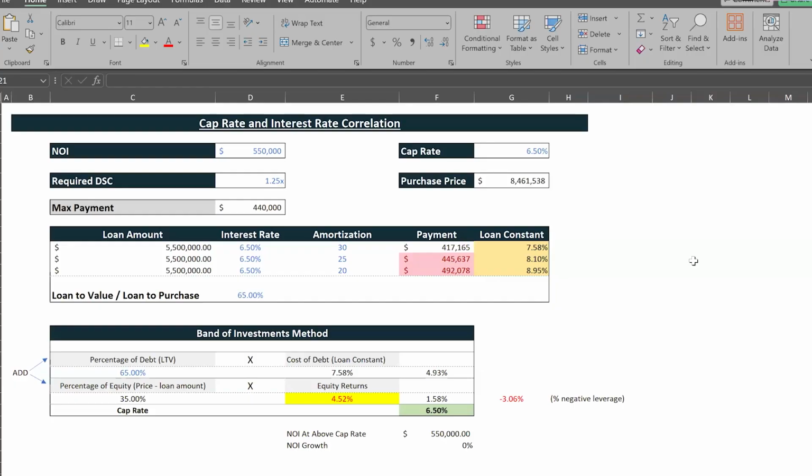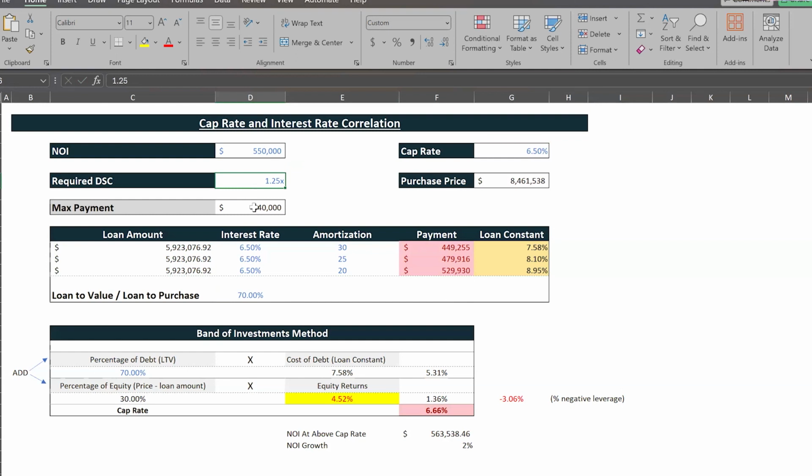Here's our rudimentary model I've put together to help calculate this. Some of you Excel whizzes out there, I'm sure you can cook up a better model, but here's a rudimentary one that we've put together. So in this scenario, I've got a deal with an NOI of 550, and we're looking at buying at a cap rate of 6.5%. So I need to come up with my max loan amount in this scenario. So I've come up with a required minimum debt service coverage of 1.25.